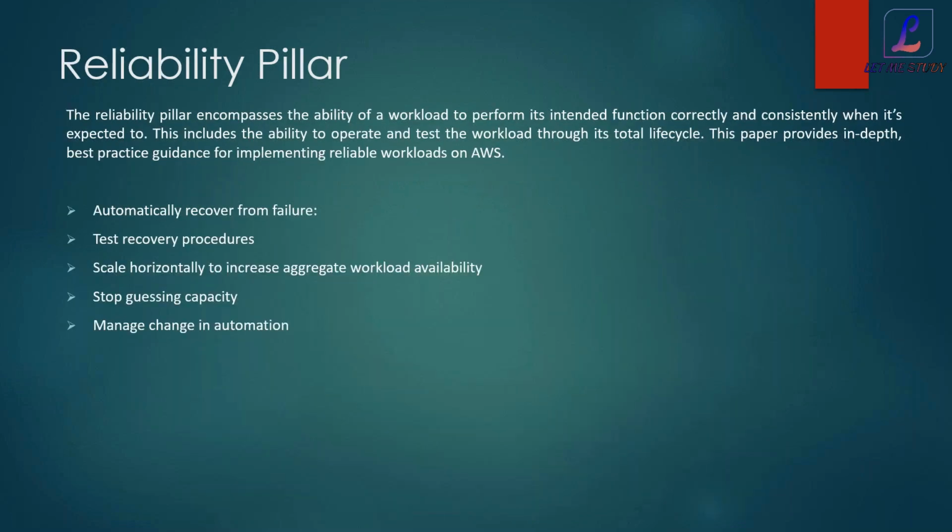Next, the reliability pillar. This is about your high availability, your fault tolerance, scaling horizontally to increase your workload capacity. It's about the high availability of whatever application you are deploying. These are the key points to be considered for making sure that your AWS workload is reliable: automatically recovering from failure, testing recovery procedures, scaling horizontally, stopping guessing capacity, and managing change in automation.